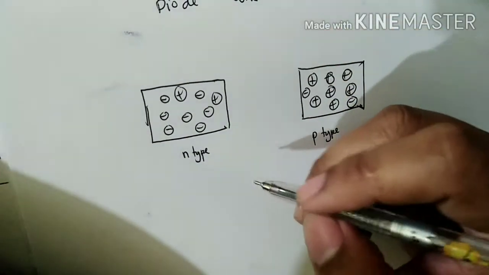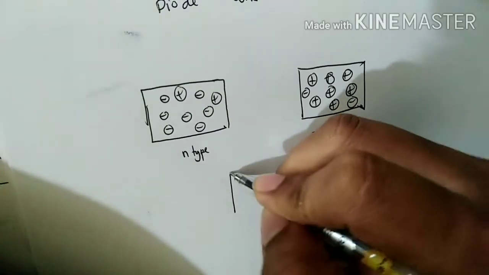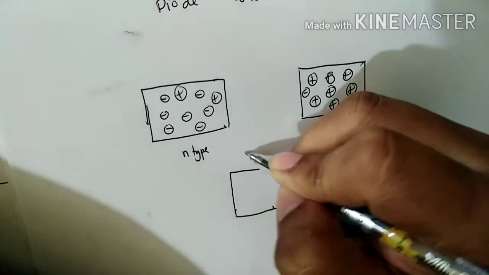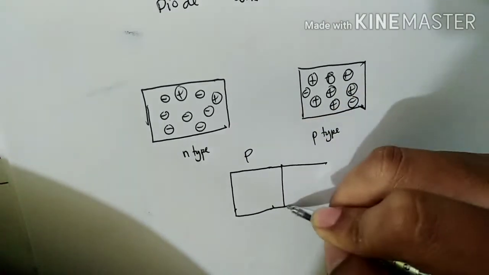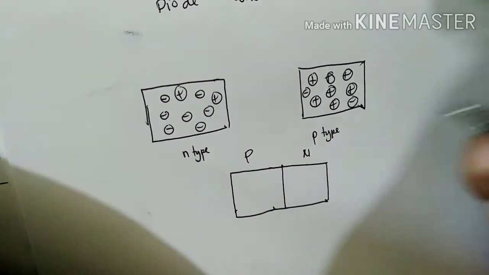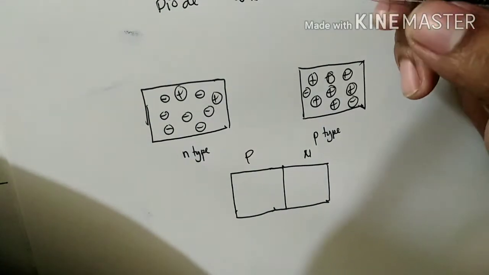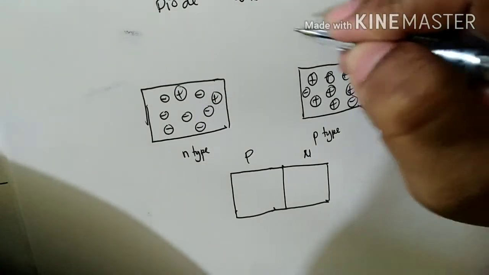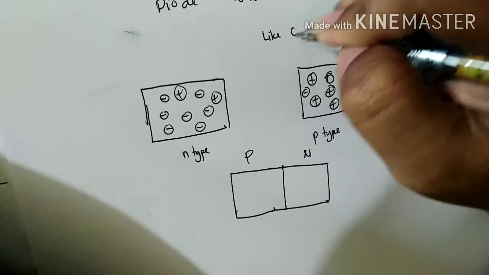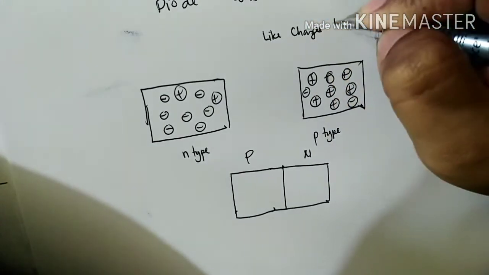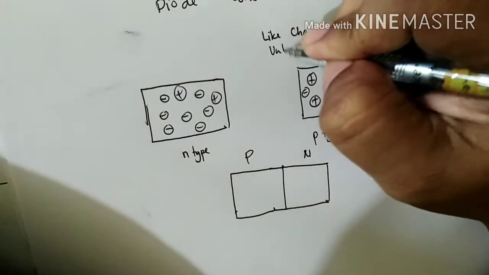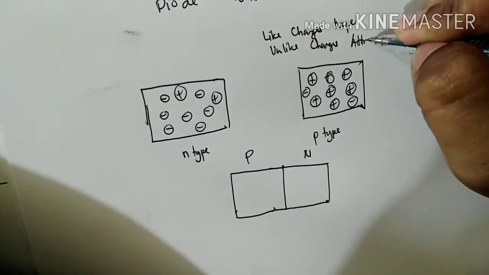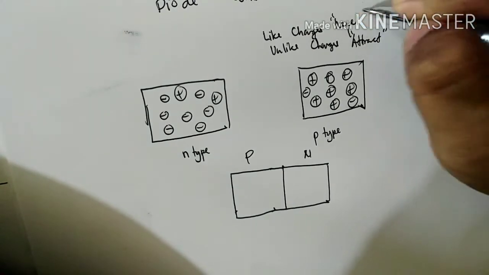If you join an N-type material and a P-type material, it becomes a diode. So if this is P-type and this is N-type, if you remember in your physics, like charges repel, unlike charges attract. So it's the same with this one.